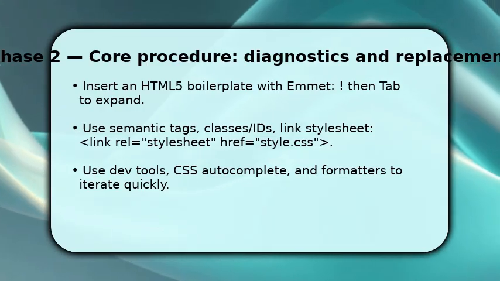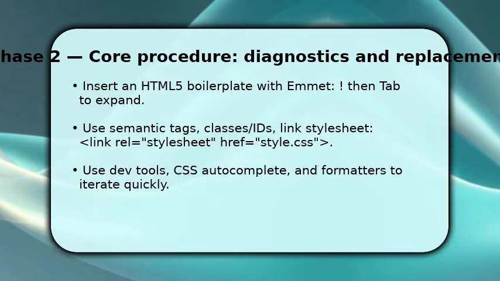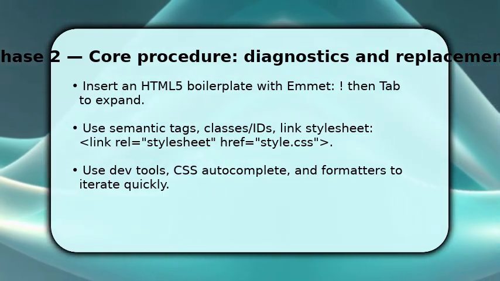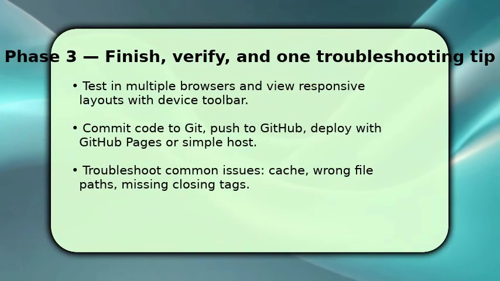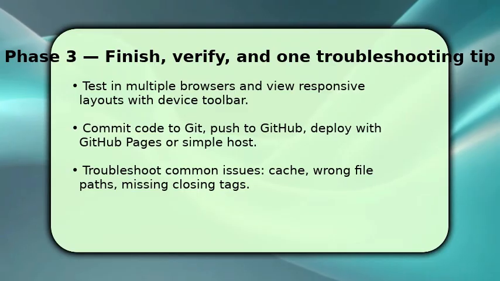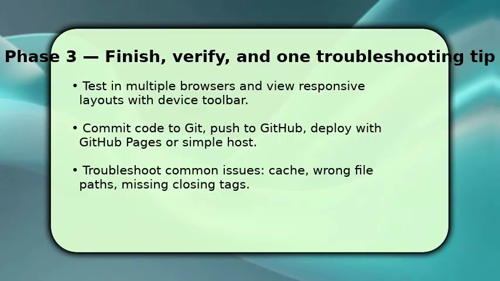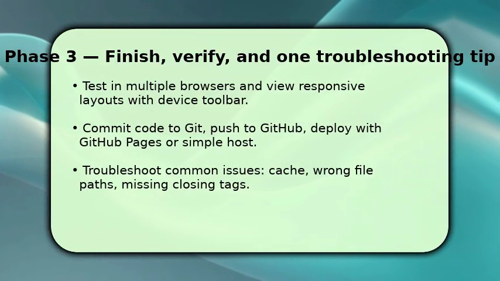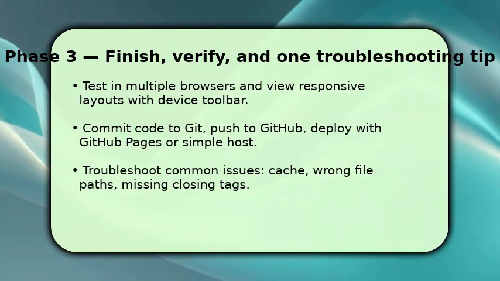Once your layout exists, switch to CSS, use selectors, flexbox, or grid for layout, and rely on VS Code autocomplete to reduce typos. While styling, inspect elements in the browser. To wrap up, thoroughly test. Open the page in Chrome and Firefox, use the device toolbar to check responsive behavior, and verify links and assets load. Once satisfied, initialize a Git repo, commit, and push to GitHub, then enable GitHub Pages to publish.